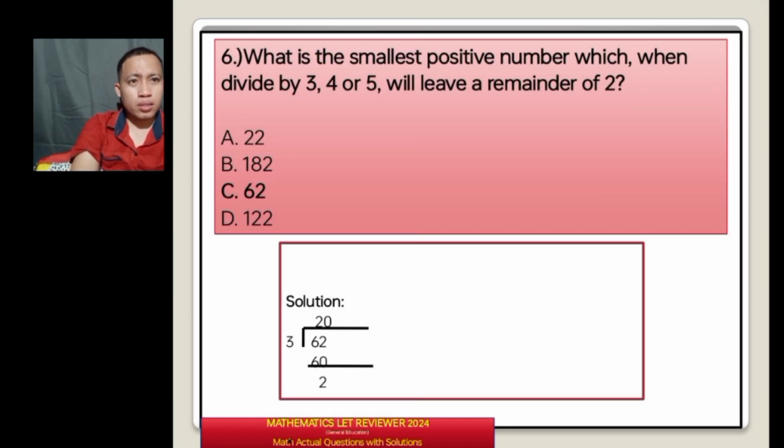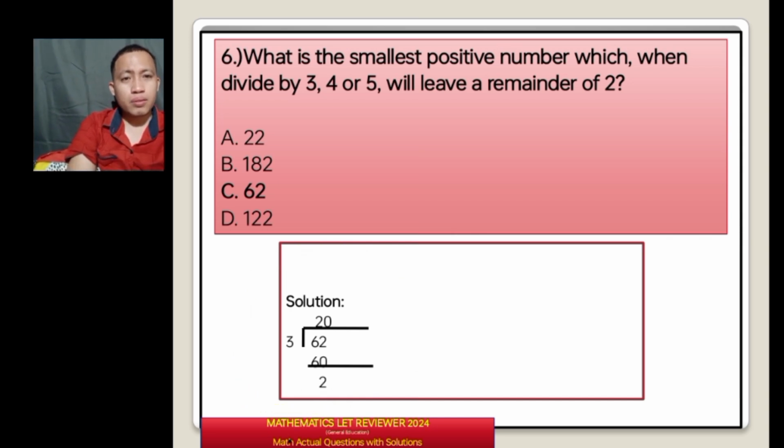What is the smallest positive number which when divided by 3, 4, or 5 will leave a remainder of 2? So, i-divide natin sa 3 or 4 or 5. Ang kanyang ibigay ay merong 2 na remainder or sobra. Okay? We have 4 choices just like A, B, C, D. Ang board exam, hindi yan nangalan ng solution. But this time, I will show you on how to use this one.